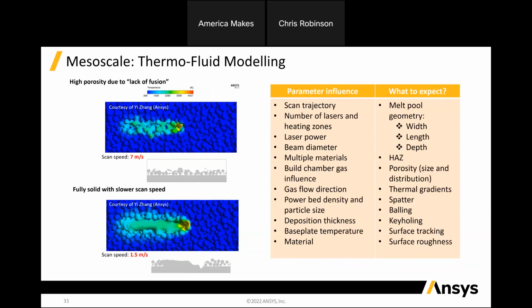If you look at that upper video, the laser is moving at 7 meters per second, so 7,000 millimeters per second, and there's not enough heat transfer to fully melt all the material. But if you go to 1,500 millimeters per second, then there's plenty of time to get a viable melt pool width and depth and full melt, to try and avoid getting porosity. Those are the kinds of things that you can look at with this thermo-fluid modeling.